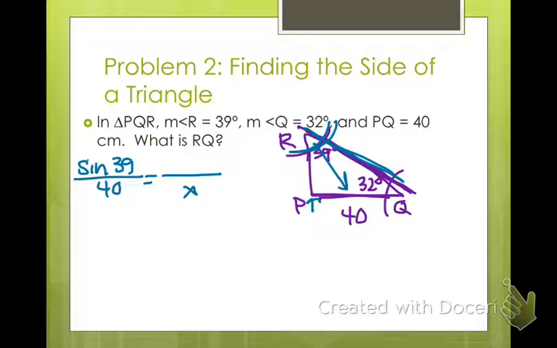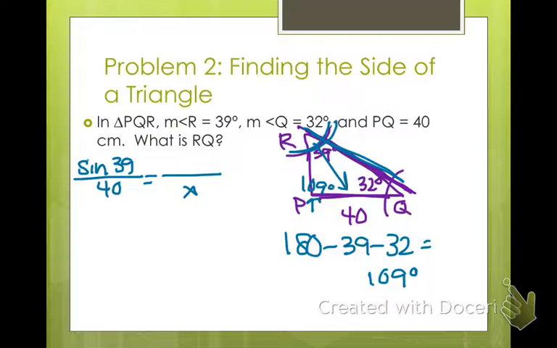So in order to find that side, we need to use what we know about triangles. We know there are how many degrees in a triangle? Well, there's 180 degrees. If we subtract 39 degrees and 32 degrees from the degrees already being used in the triangle, we're left with 109 degrees. So angle P must be 109 degrees. So then we have the sine of 109 over our missing side, and that's RQ.